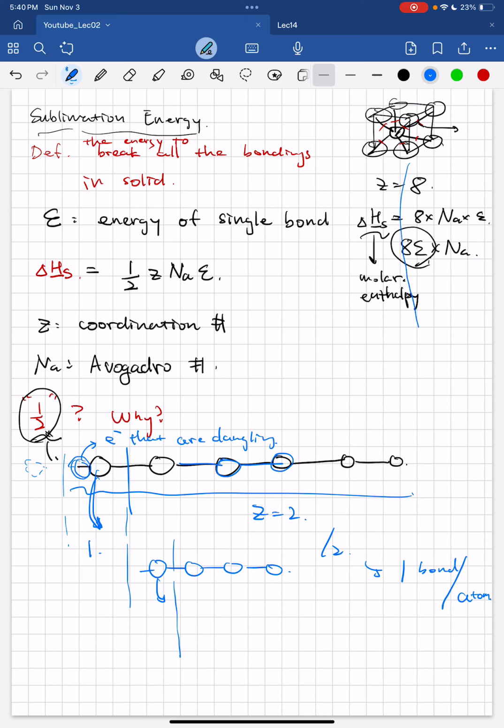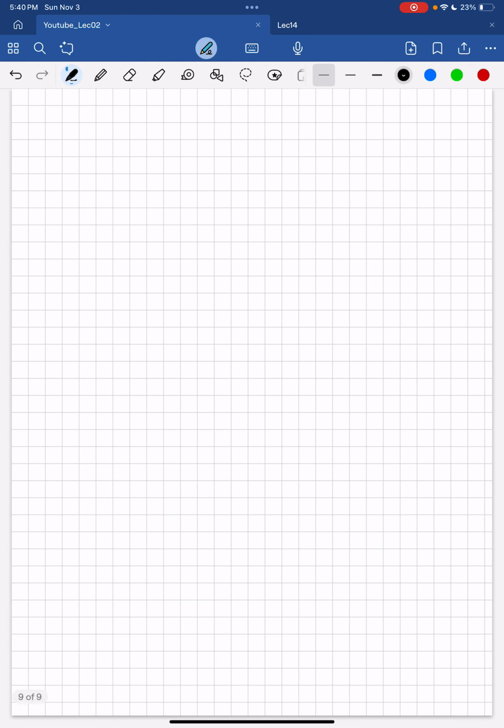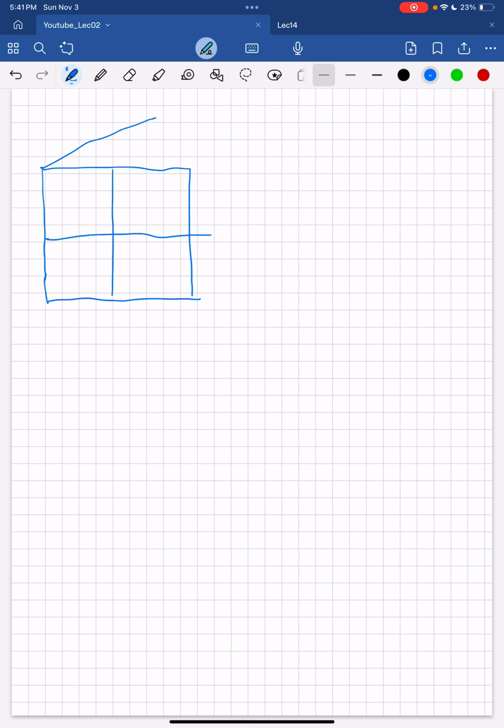Same logic goes for BCC. Let me prove it to you. Let me prove that this divide by 2 has nothing to do with crystal structure. So it works for any kind of crystal structure, including BCC, FCC, or simple cubic. That too is only because 2 atoms will share one bonding. Only because of that. I'll prove it to you.